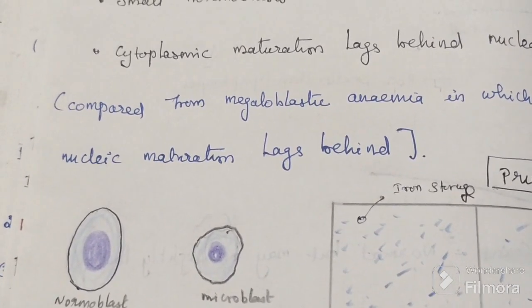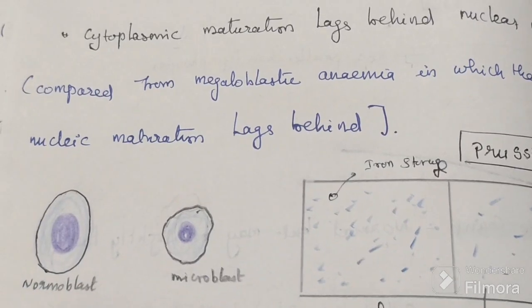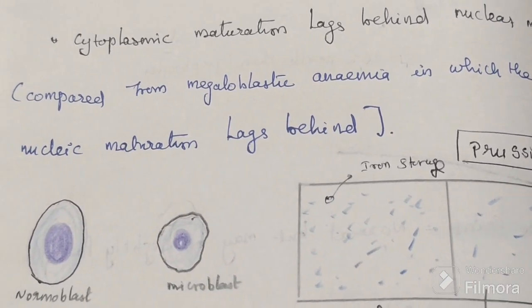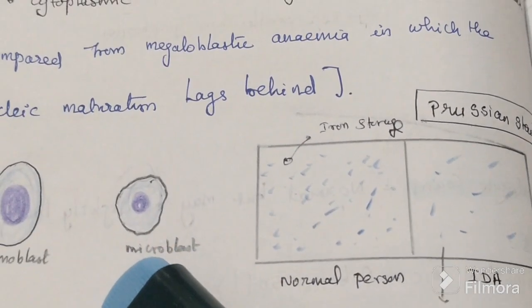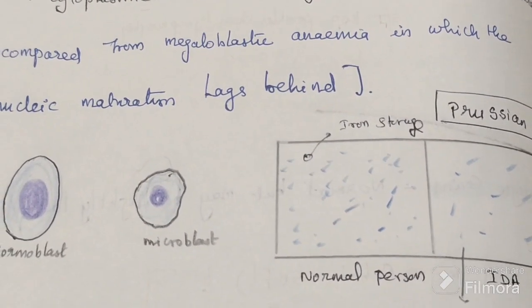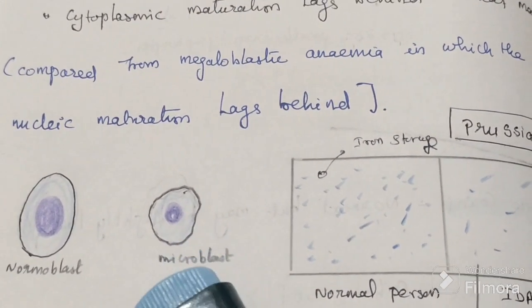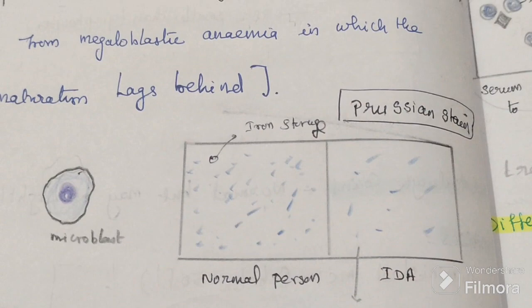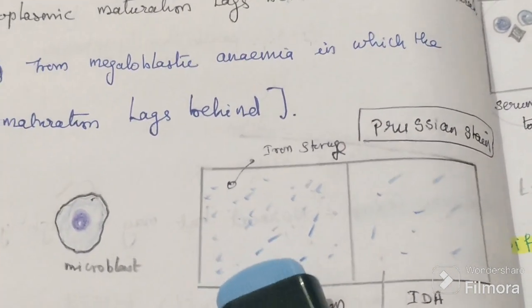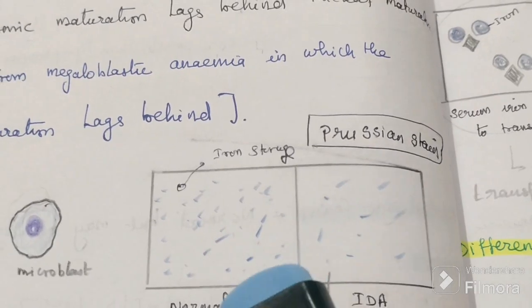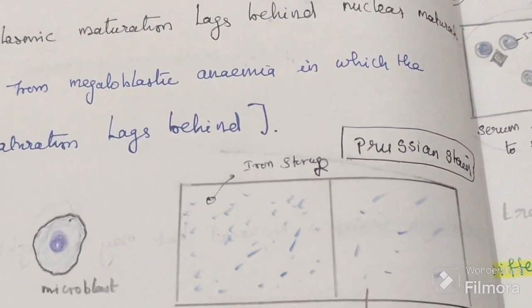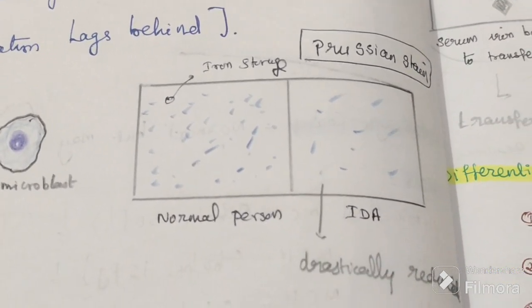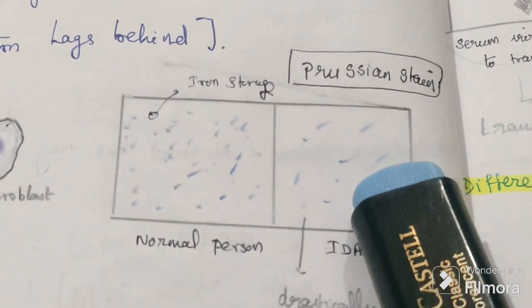This one is the normal normoblast presented in bone marrow. See this one, a microblast, in an iron deficiency anemia patient. This type of blast is known as a microblast. Then this one is Prussian blue staining. This one is the normal person, and this one is the iron deficiency. In the normal, so many blue dots are present. The blue dots are iron stores. In iron deficiency, they are drastically reduced.